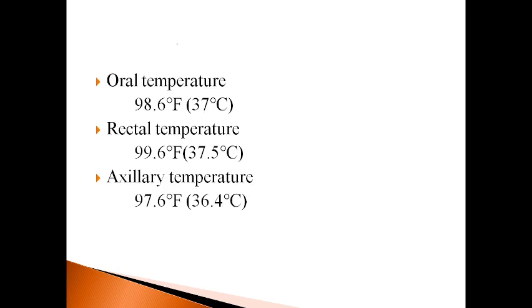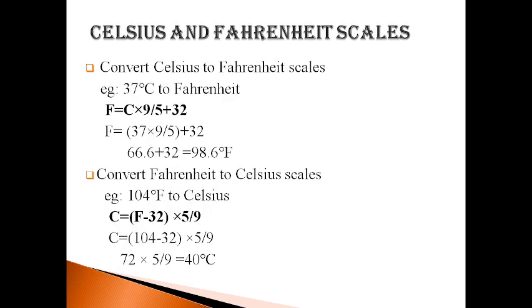The normal oral temperature is 98.6 degrees Fahrenheit, 37 degrees Celsius. Rectal temperature is 99.6 degrees Fahrenheit, 37.5 degrees centigrade. It means 1 degree Fahrenheit higher. And axillary temperature is 97.6 degrees Fahrenheit or 36.4 degrees centigrade. It means 1 degree less than the normal oral temperature.